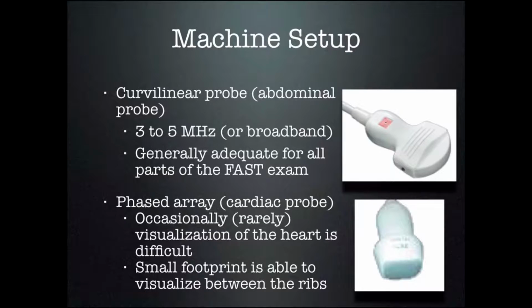The phased array or cardiac probe is sometimes the only probe found on a machine. This probe not only images the heart well, but can image the abdomen. The disadvantage is that it has a small footprint, so you have to move the probe a fair amount in the abdomen to get all of the views you need to get. Either of these probes will work. I personally recommend the curvilinear abdominal probe unless you're specifically looking at the heart.